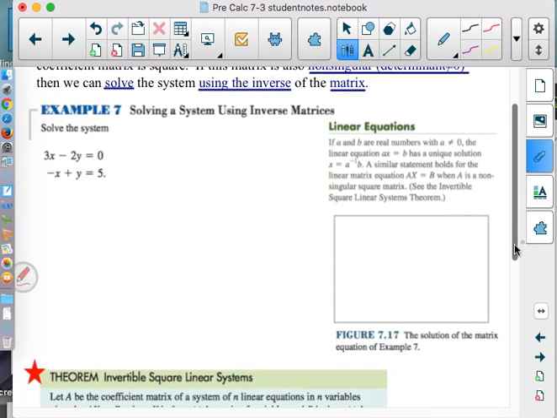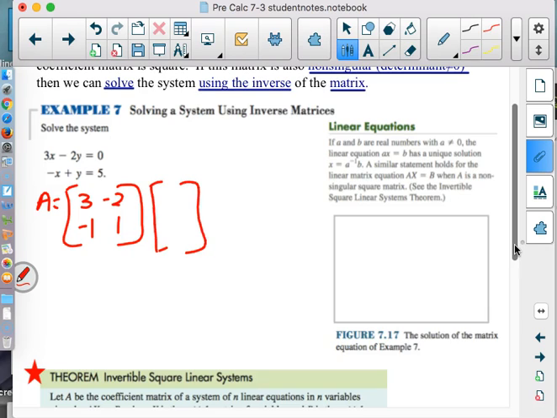So, here's the deal. We have this matrix, I'll call it A, that just deals with the coefficients, and that's 3 and -2, and -1 and 1. And to get 3x minus 2y and -x plus y, we'd have to multiply that matrix by x, y. Because when you multiply it, it would be 3x minus 2y and -x plus y. Now that's supposed to give us 0 and 5.